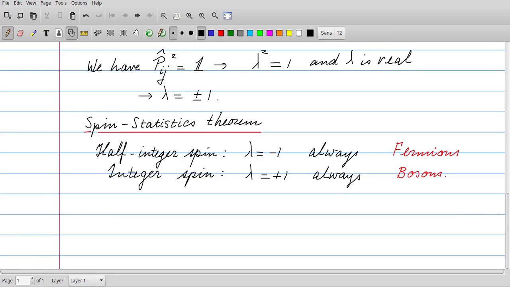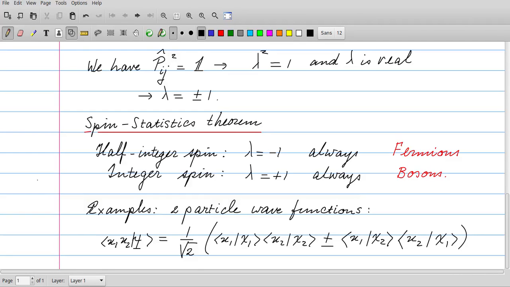And in this context, the spin statistics theorem is extremely important. It is a theorem which was derived in the 30s by Pauli and other people, and I will not prove it here, but the conclusion is that half-integer spin particles always have lambda is -1, so they are anti-symmetric, and we call them fermions. And particles with integer spin always have lambda as +1, and they are called bosons.